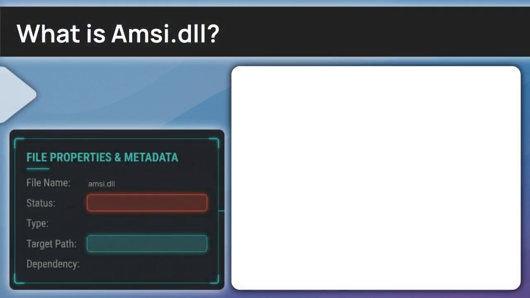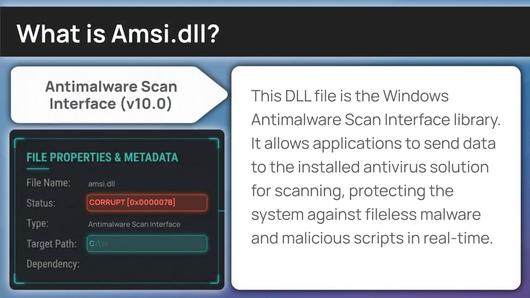This DLL file is the Windows Antimalware Scan Interface library. It allows applications to send data to the installed antivirus solution for scanning, protecting the system against fileless malware and malicious scripts in real time.